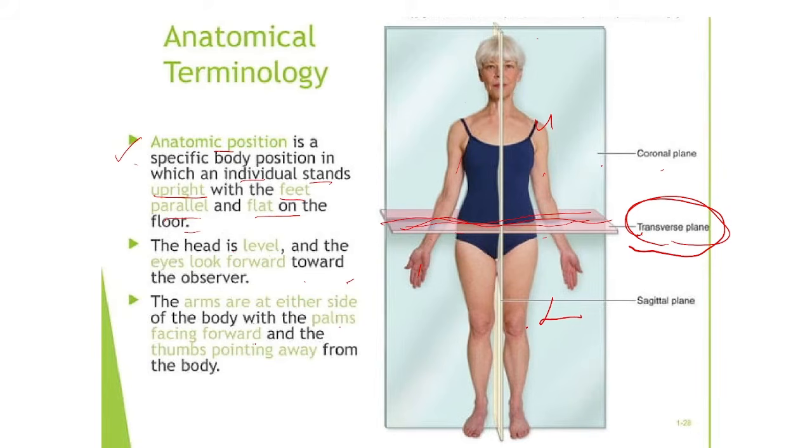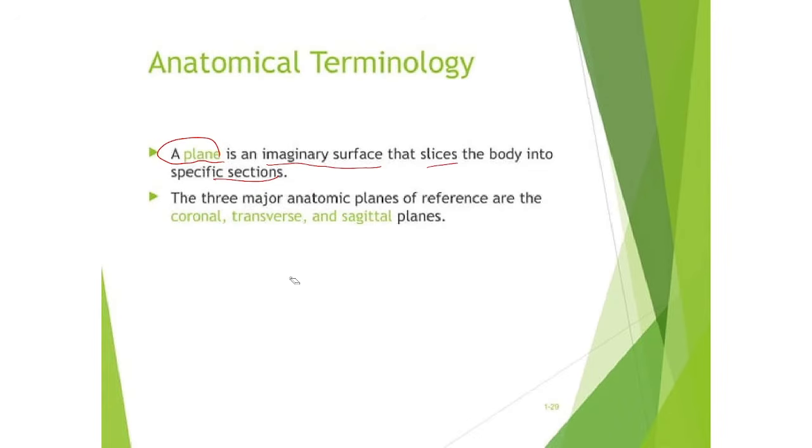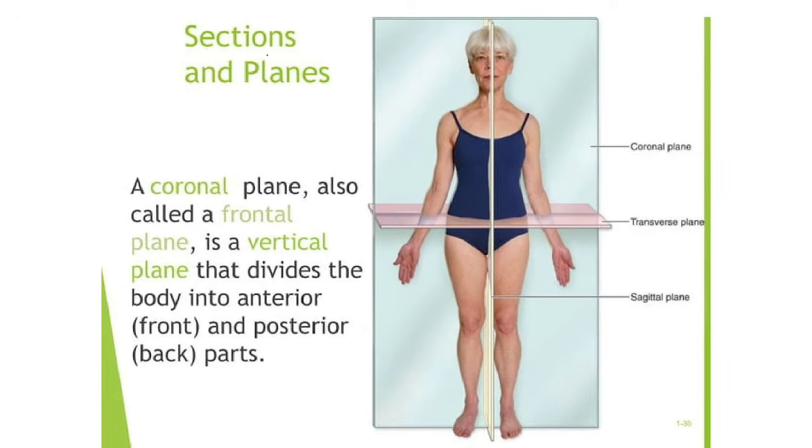Planes are imaginary lines we use to cut the human body. Coronal plane, sagittal plane and transverse plane. The three major anatomic planes are the coronal, transverse and sagittal planes.